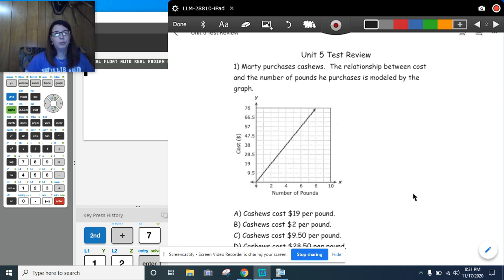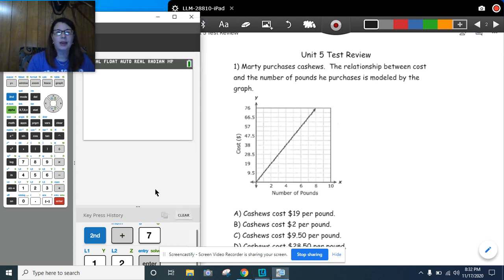Hey everyone, so we're going to go over the Unit 5 test review. It is a good thing to have your calculator up. And if you don't know how, clear your calculator's memory.